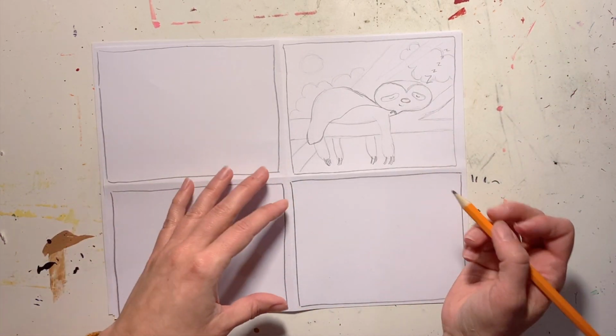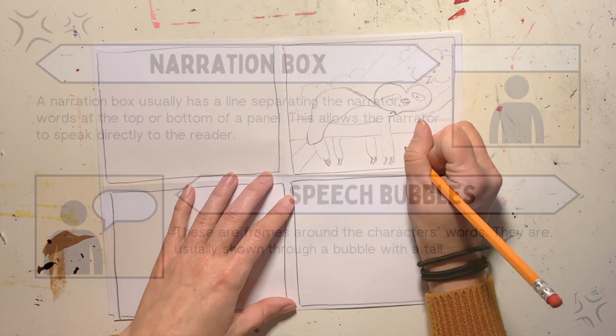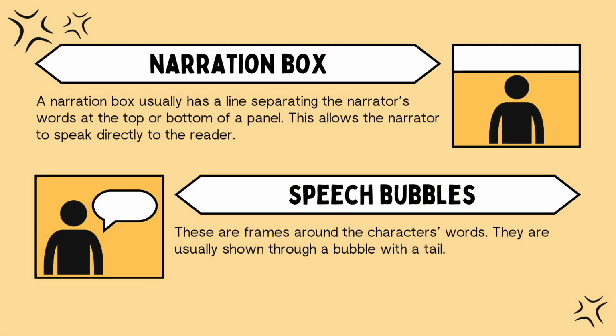So what is a narration box? Let me talk more about that. A narration box is just a little box that shows the narrator's words. So it's not a character talking, it's the narrator of the story talking. And then a speech bubble shows what the characters are saying. These are usually a circle with a little tail with some words inside it. We're going to talk a little bit more about speech bubbles later on.